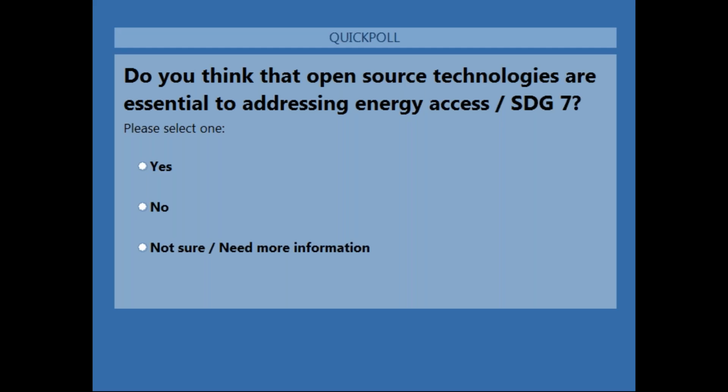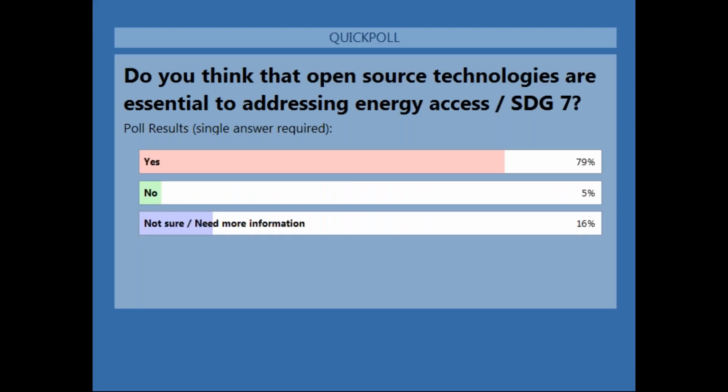Okay, I think most people have voted, so let me go ahead and share those poll results with you. Oh, wow. So we have 79% of our audience saying that, yes, they do think that open source technologies are essential to addressing energy access and achieving SDG 7. And 5% of you say, no, not so much in your situation, which is fine. It's not going to be applicable to every single situation. And 16% of you still need more information.